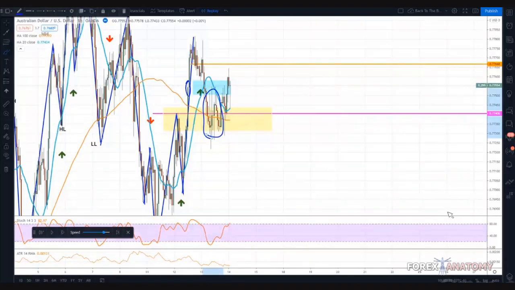The reason why I'm asking is because you need to put the pieces together so that you know what to do in a real scenario situation. But why would we not have looked for an opportunity to buy once price got to this area right here?